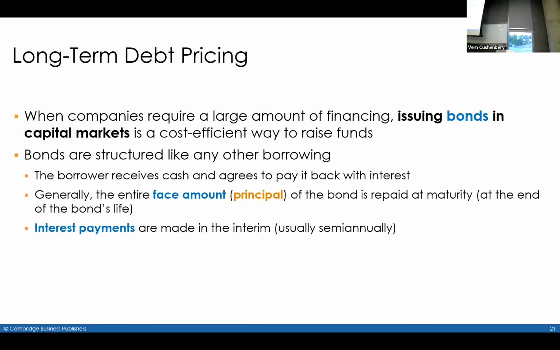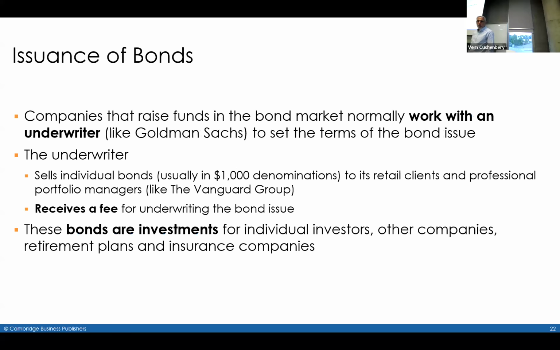So the face amount of the issuance, call it 100 million. The face amount of the bond is $1,000. Interest payments are made in the interim. Interest payments are usually made semi-annually, and they're going to take the coupon rate of the interest. The coupon rate is printed on the face of the bond, times $1,000, and that's going to be your interest payment.